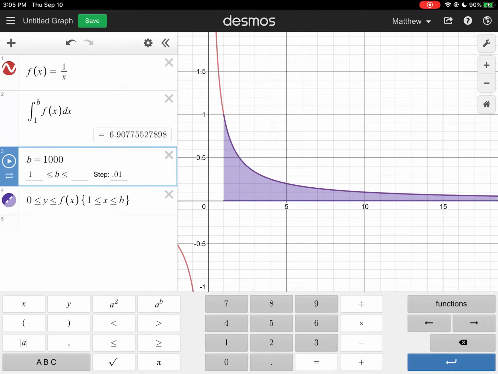Let's do 1 to 1,000. It grew to 6.9. 1 to 10,000. It grew to 9.2. 100,000. 11.5. 13.8. 16.1. It seems to be growing. The area seems to be growing without bound as well. If I go further and further out, it doesn't seem to be stabilizing. This is an indication that the area is still infinite.